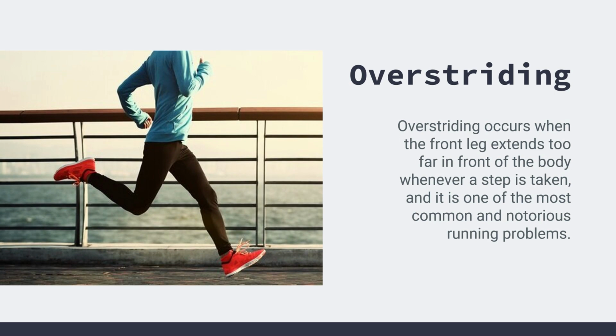Before we can analyze running form, we need to look into what constitutes good running form. There are many aspects of running form, but this project focuses on two, and the first one is overstriding. Overstriding occurs when the front leg extends too far in front of the body whenever a step is taken, and it is one of the most common and notorious running problems. This puts the body in a poor position to naturally absorb shock, and it increases the forces acting on the ankle and knee joints. The image in this slide shows a runner that is clearly overstriding.